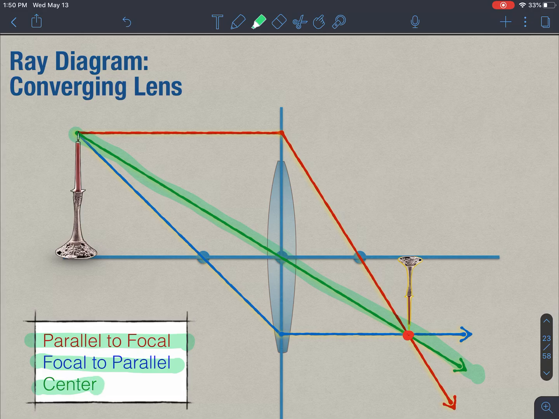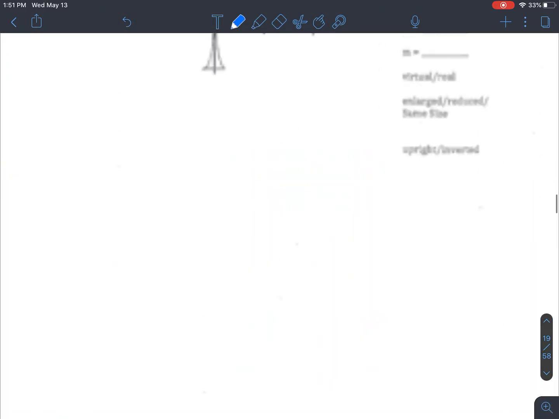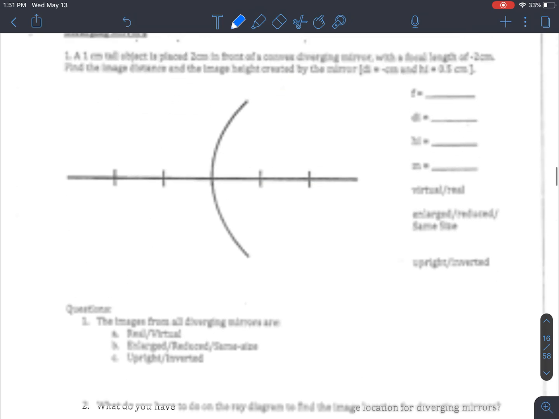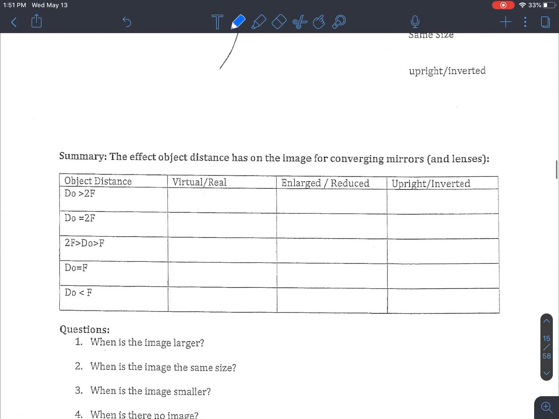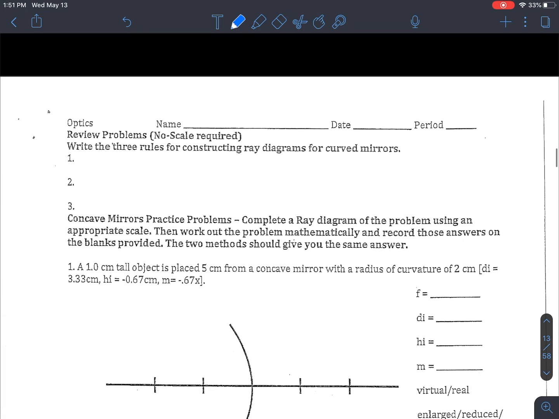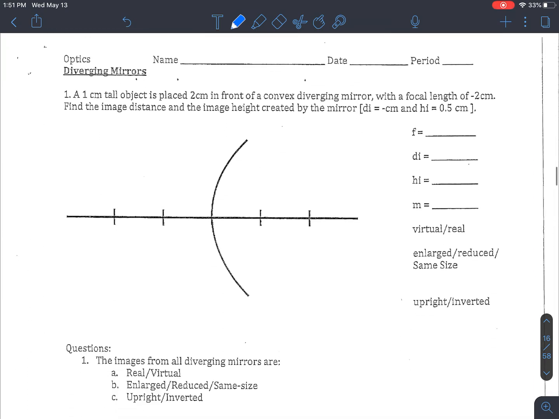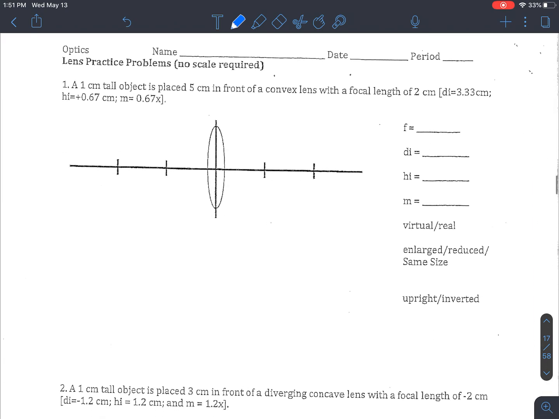So let's go to our practice. We're going to have to skip a couple pages. Once you start seeing the MacPack things, this is where we last finished. We're not going to do mirrors yet because they're a little bit more complex, so we're going to focus on the lenses.